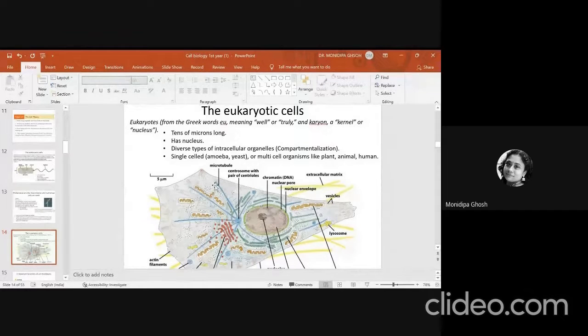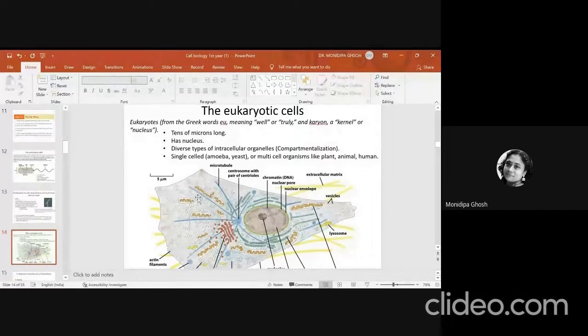And they have other unique features which differ from the prokaryotic cell. It is the length, because their size is larger in comparison with the prokaryote, tens of microns long. They have a profound, well organized nucleus and diverse types of intracellular organelles. That is, there is compartmentalization.